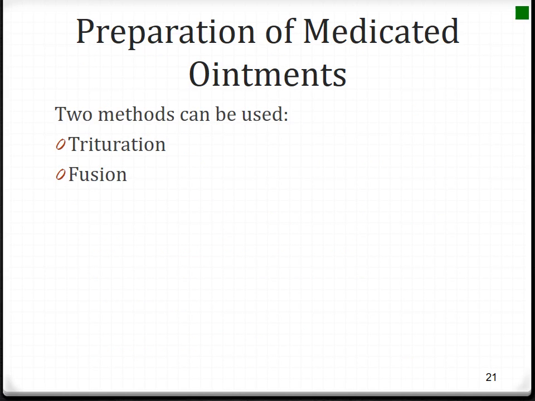The preparation of ointments depends on the type of ointment that is being prepared. The objective is to disperse the drug uniformly throughout the vehicle. The drug materials are either in finely powdered form or in solution before being dispersed in the vehicle. Two methods can be used, trituration and fusion.